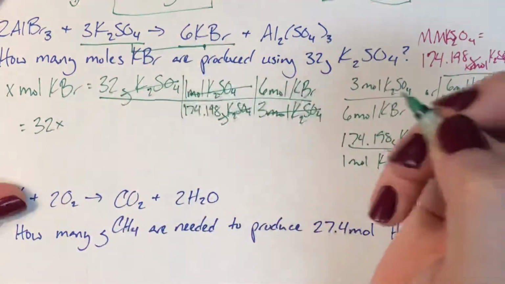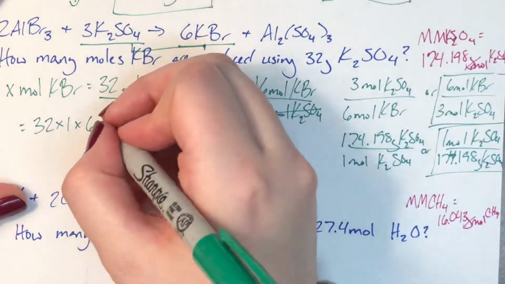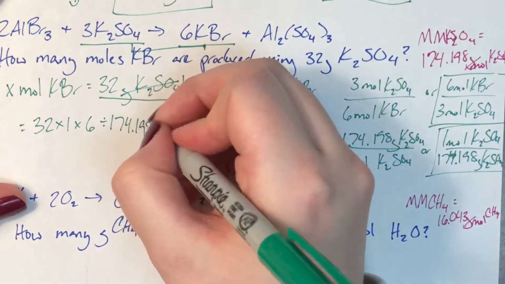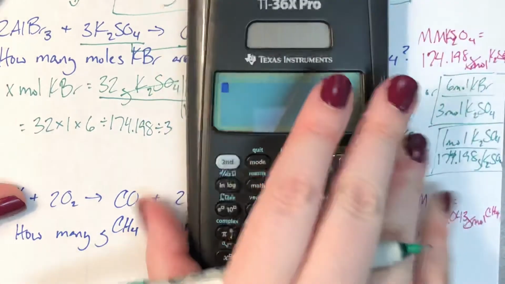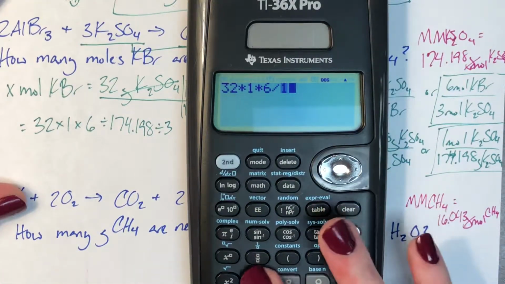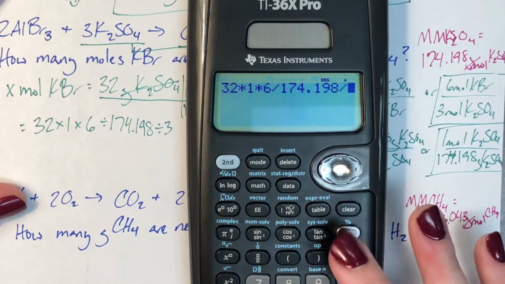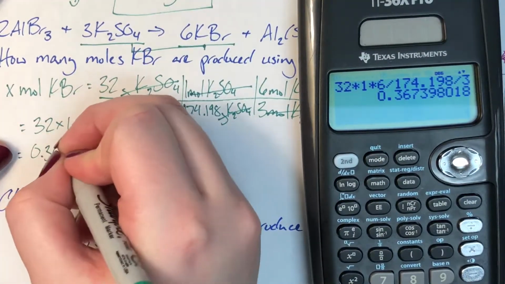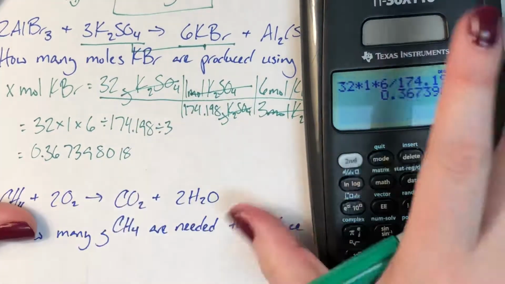Everything on the top, 32 times 1 times 6, and divide by everything on the bottom, so 174.198 and 3. So when we plug that into the calculator, we'll do 32 times 1 times 6 divided by 174.198 and 3. That will give me the number 0.367398018. Okay, that's a pretty gross number.